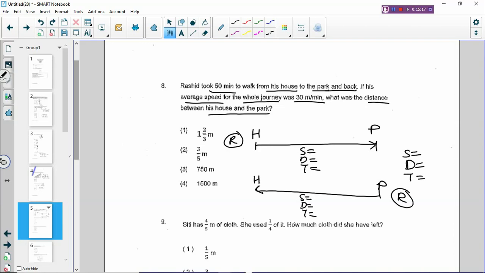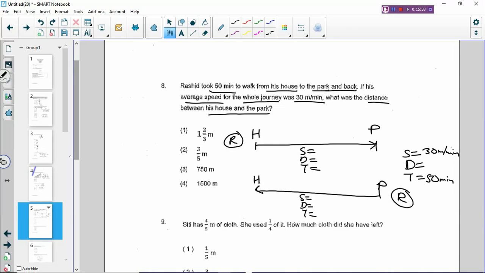So Rashid took 50 minutes. Where do you put 50 minutes? Over here. That is your time taken to walk to the park and come back. And then the average speed for the whole journey was 30 meters per minute. So where do you put that? The average speed for the whole journey, which is over here. Going there, coming back, the average speed for the whole journey is 30 meters per minute.